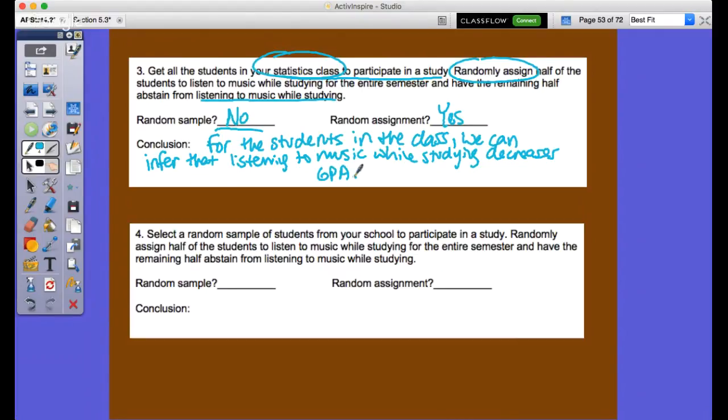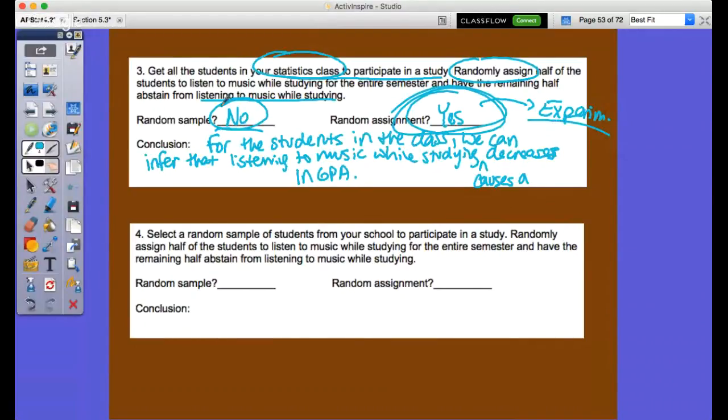All right, and that's important, okay? And really, when we say infer, maybe this would be better because this is really what we've been talking about. For the students in the class, we can infer that listening to music while studying causes a decrease in GPA, because this is a cause and effect, right? Why? Because of the random assignment, there's power in experimental, right? Really, this is experimental, whereas this is observational, okay?